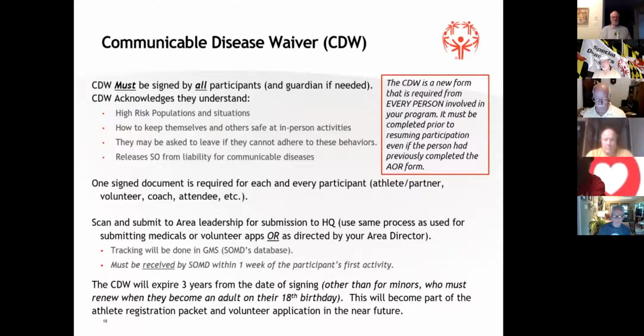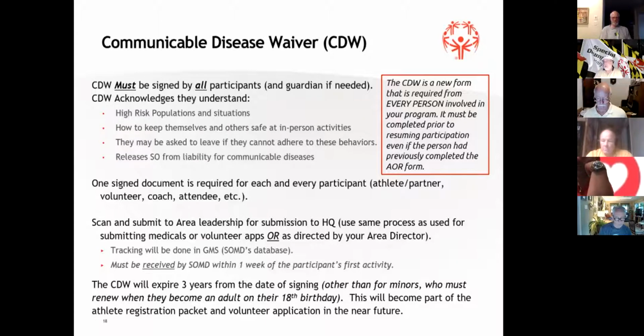Again, the athlete or the individual, or their guardian if they are a minor or have someone who has guardianship over them, would need to sign on that. Within your program, any of the forms that you fill out need to be submitted to Special Olympics Maryland within 1 week of that person's first activity. Highly recommend, as a best practice, get them filled out ahead of time, and then you don't have to worry about it. Electronic signatures aren't counted on this.